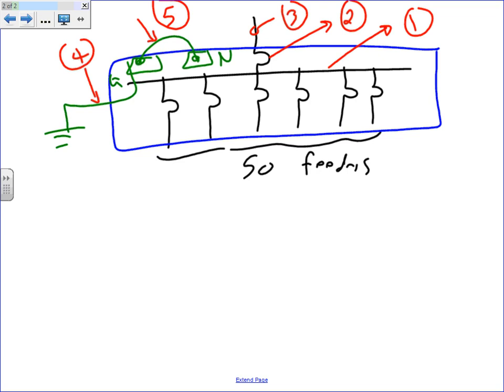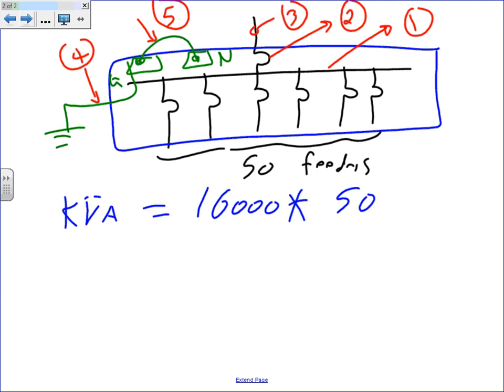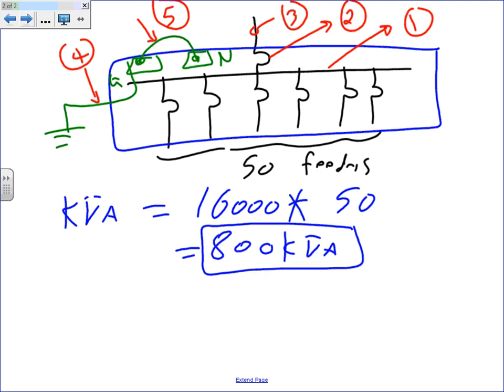Now, the calculation is very simple, guys. We're going to find the following. I call it kVA. For the whole site, it's 16,000 multiplied by how many lots do we have? 50. Chris, what did you come up with? 800. 800 kVA. That's the demand, the demand load for the whole park.